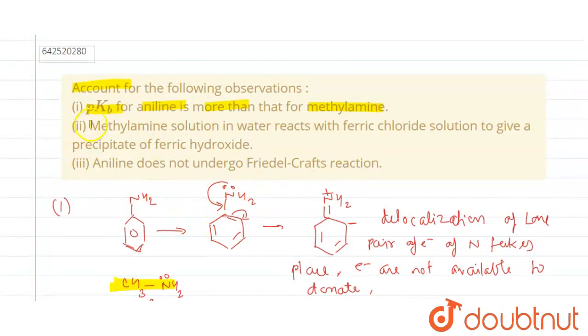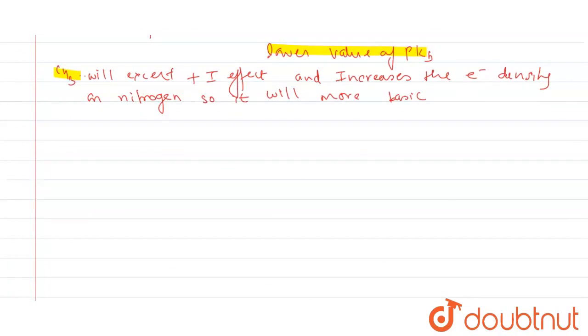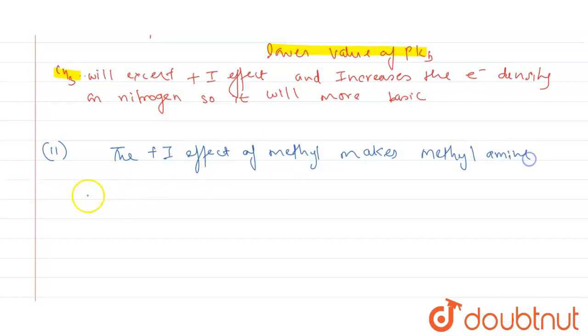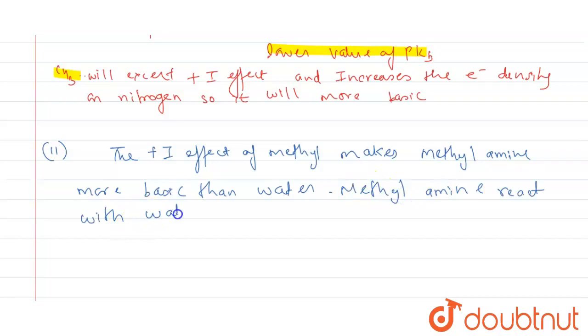Coming to the second one. The second question is that methylamine solution in water reacts with ferric chloride solution to give a precipitate of ferric hydroxide. The reason for the second is also in our first question. The plus I effect of methyl makes methylamine more basic than water. So methylamine reacts with water to produce hydroxide ion.